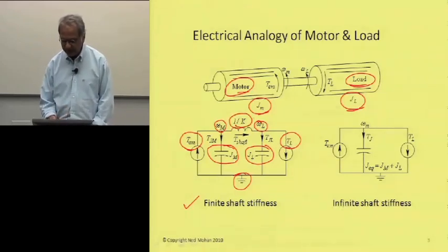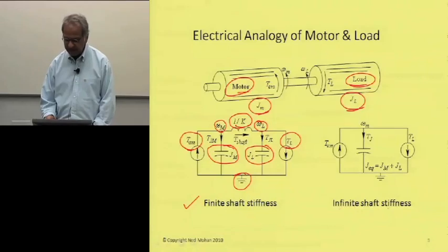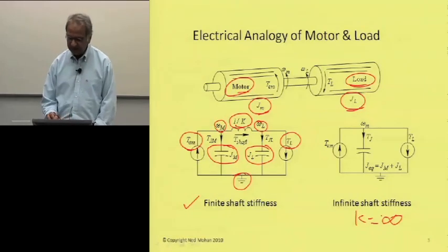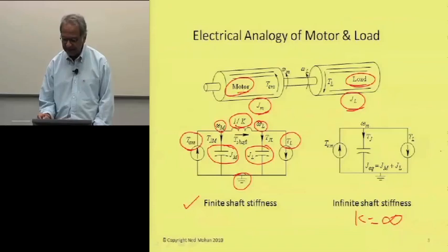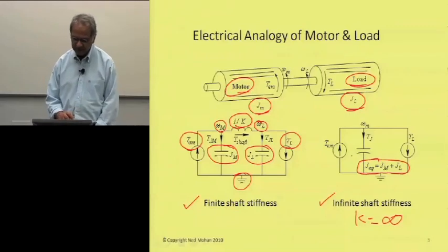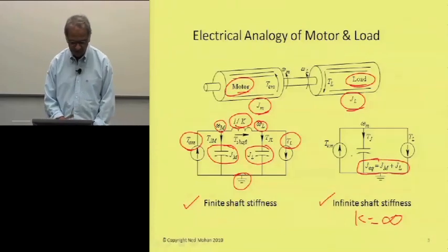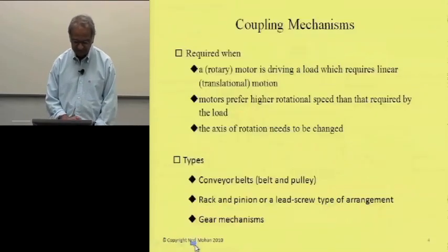But when we have infinite shaft stiffness, that is, when k is infinite, as you can see here, there is no difference between omega m and omega l, and we can simplify this representation and talk about an equivalent moment of inertia, which is the sum of the two moments of inertia.